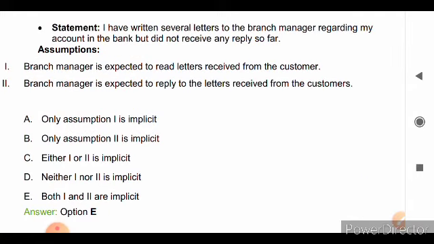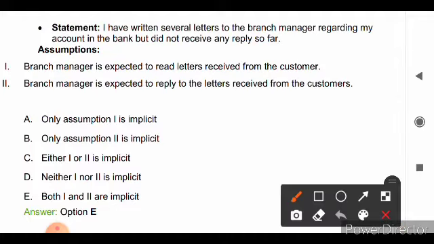Statement: I have written several letters to the branch manager regarding my account in the bank but did not receive any reply so far. Assumption 1: The branch manager is expected to read letters received from the customer. Assumption 2: The branch manager is expected to reply to the letters received from the customers. So we can clearly see assumptions 1 and 2 both follow. So the right answer of this question is both 1 and 2 are implicit.